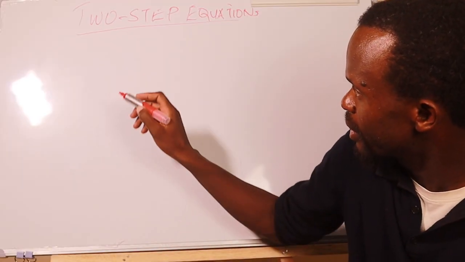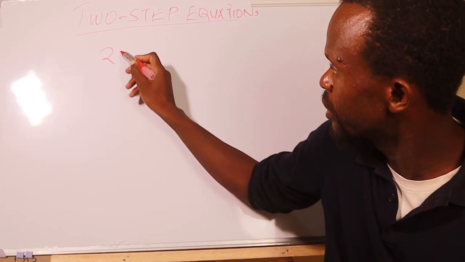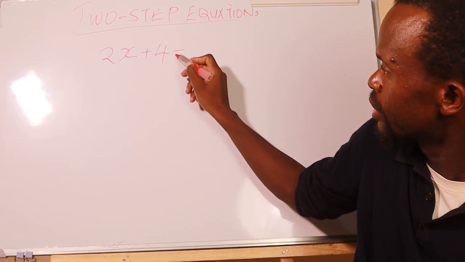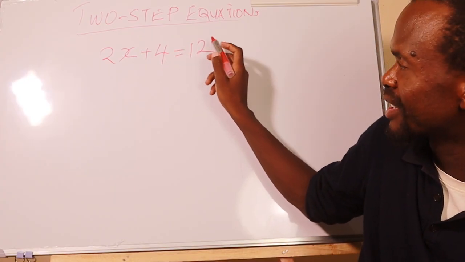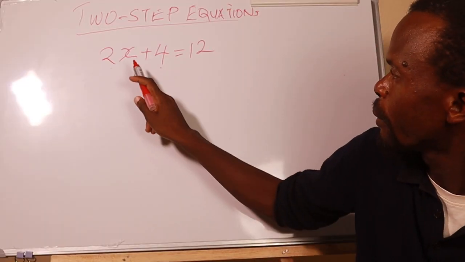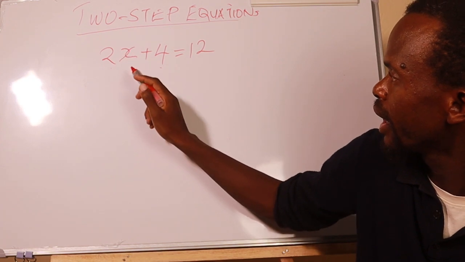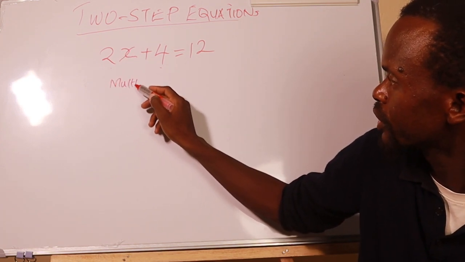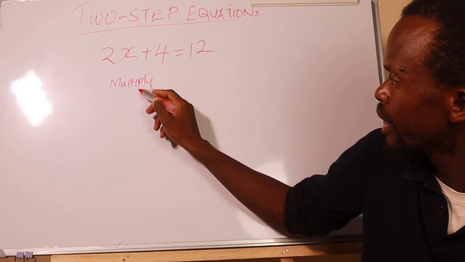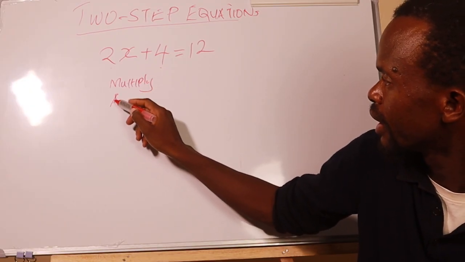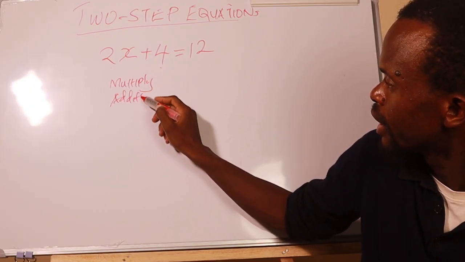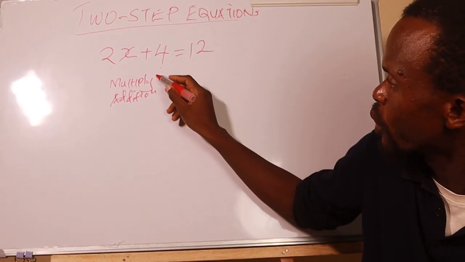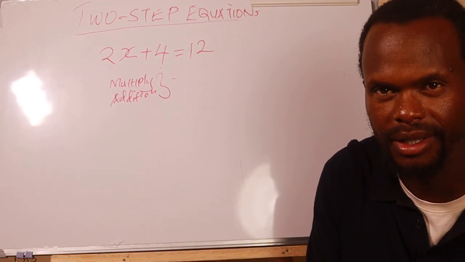Say, for example, we have 2x plus 4, and we are told that this is equal to 12. So the operations that have been done on x are, first, multiplication, and then addition. So in order for us to approach this, we have to undo all of those steps.